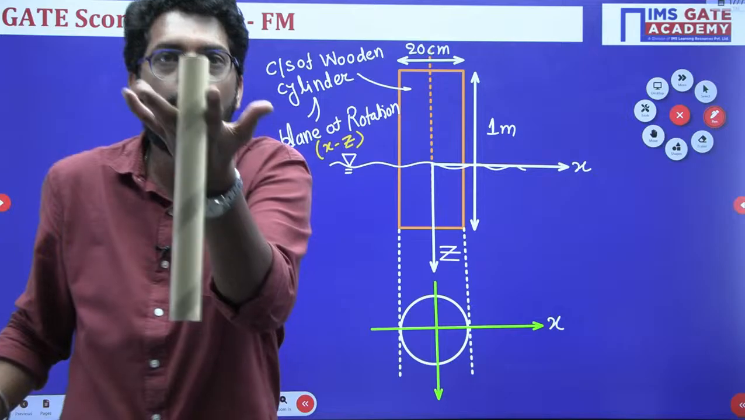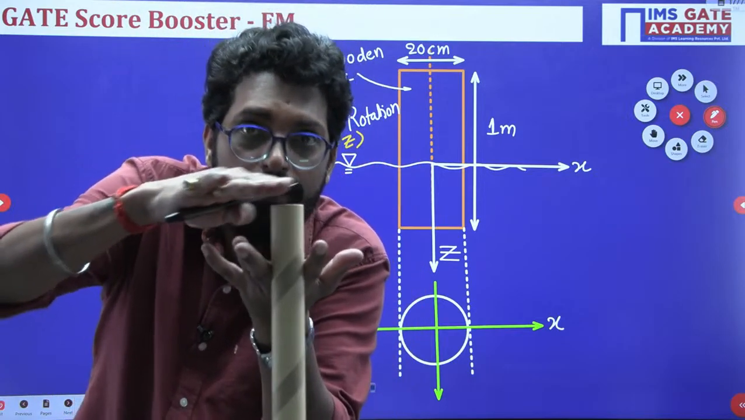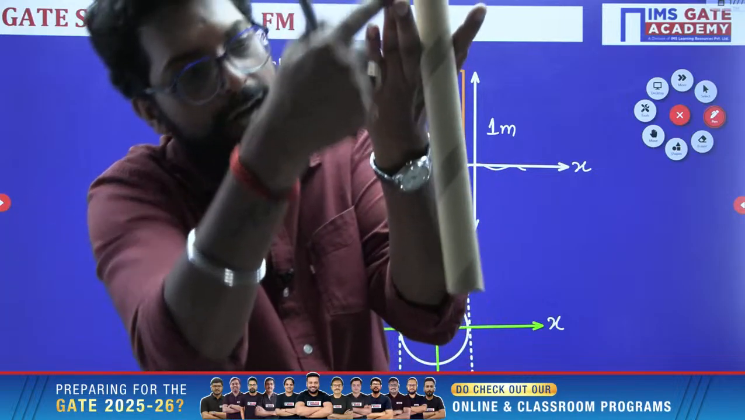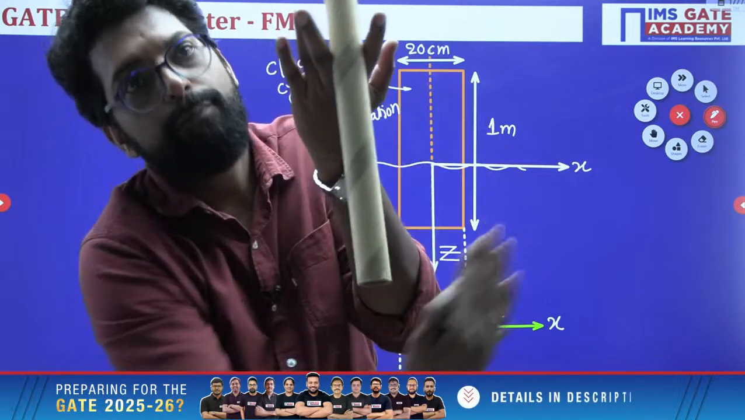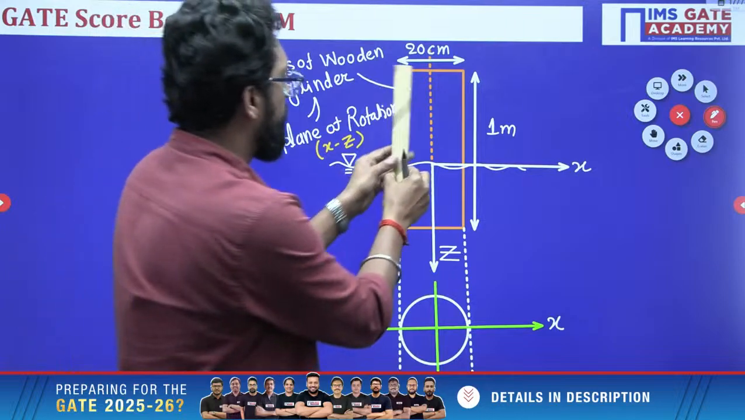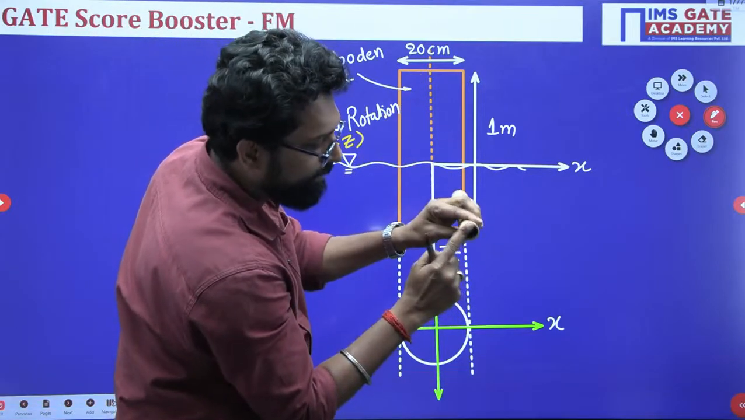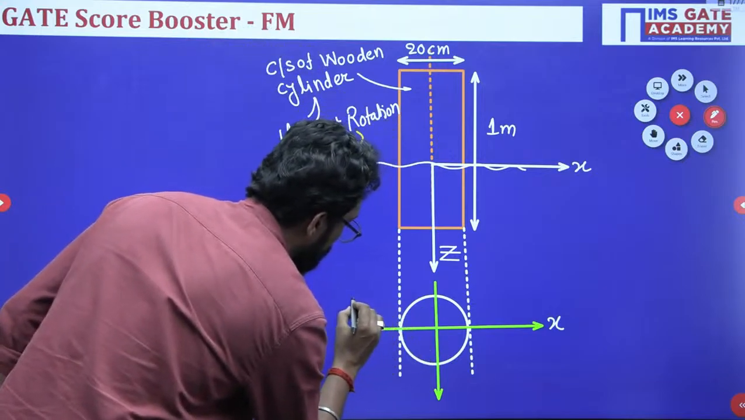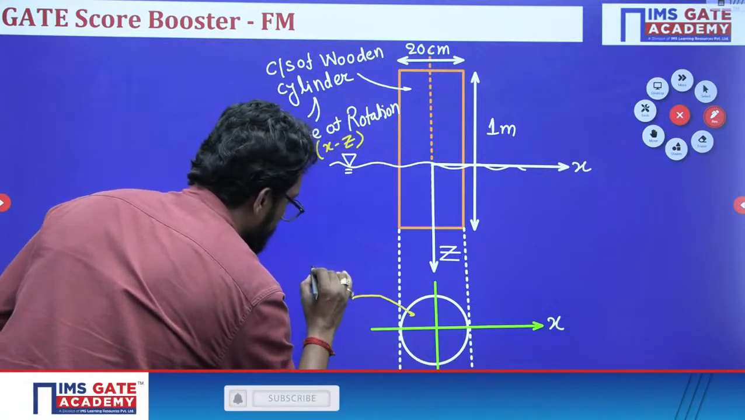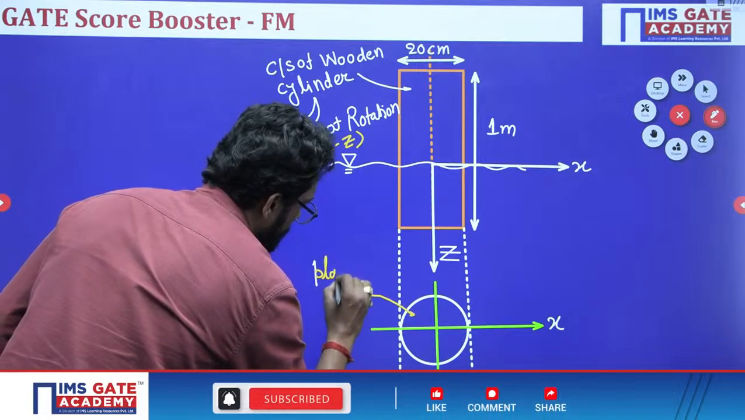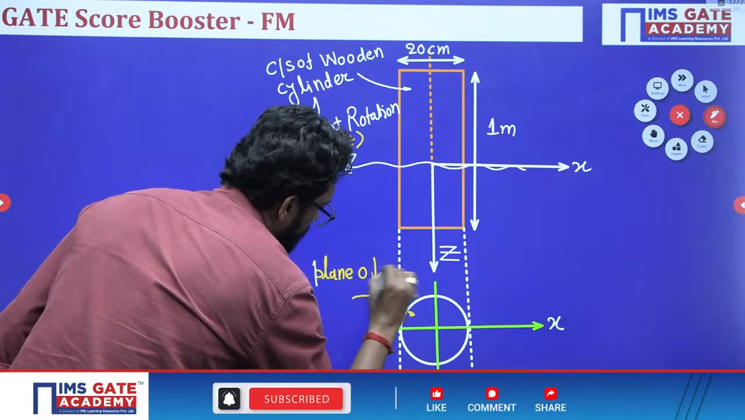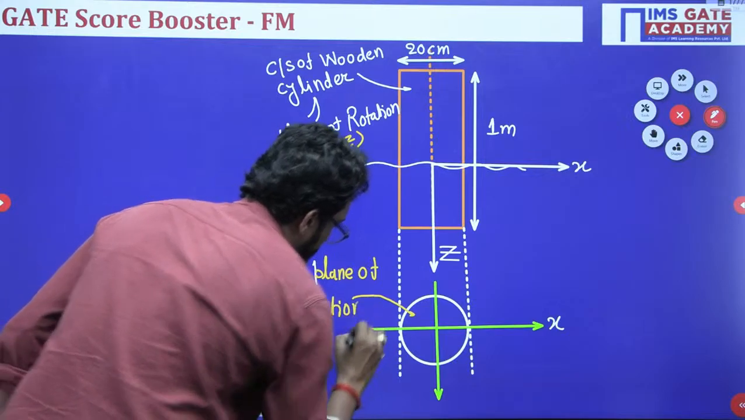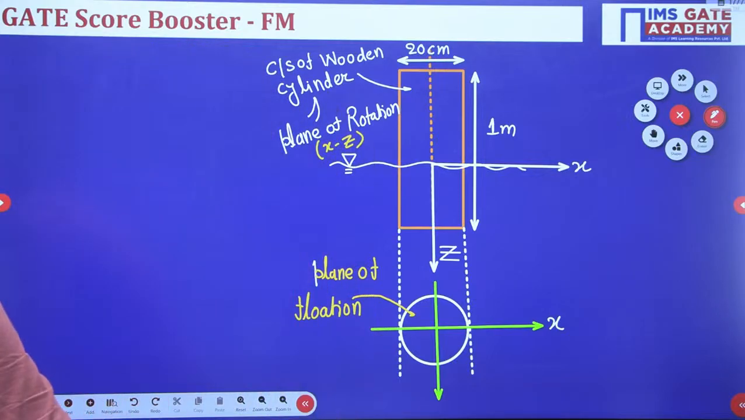So it will float like that. So top is what? Plane of flotation. And if you cut this one, that is the plane of rotation. So this is your plane of rotation and this is your plane of flotation. This is called plane of flotation.